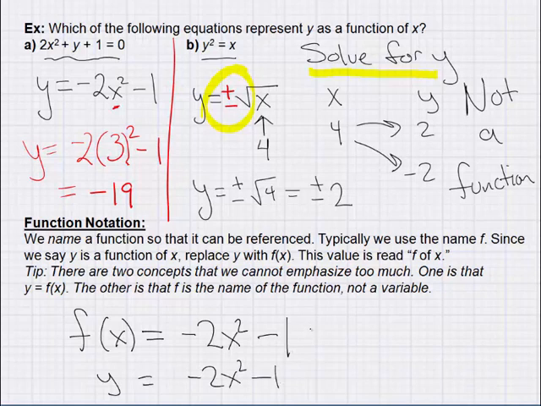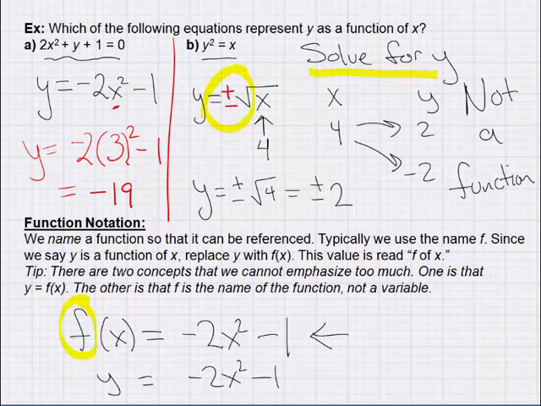And the purpose of this is a couple of things. One, now when we look at this equation, we don't have to think, is it a function, is it not a function? It's a function. It's in function notation, f of x notation. Now this f of x that we're looking at here has a couple of parts. One is the f. That f is the name of the function. That letter right there that we use is the name of the function.